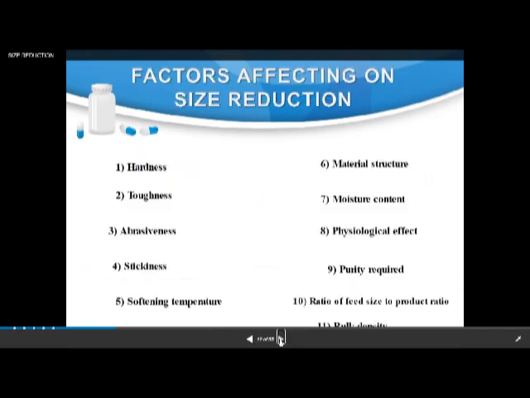Now we'll discuss the factors which affect size reduction.